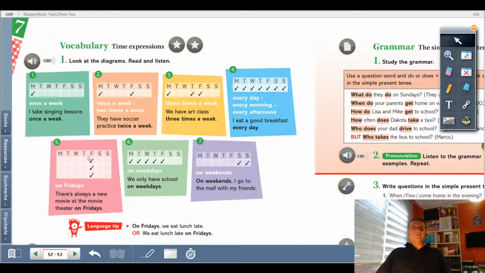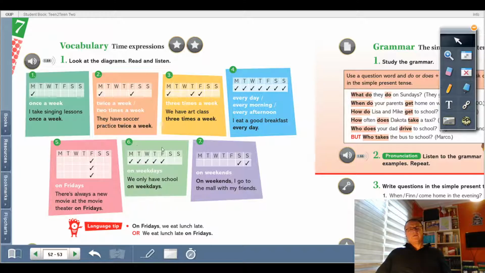So look at here. Monday, Tuesday, Wednesday, Thursday, Saturday, Sunday, I'm empty. Nothing. But on Friday, 1, 2, 3. So on Fridays, we say there is always a new movie at the movie theater on Fridays. Just Fridays. On Fridays. So for that day, we say on Fridays. These are different, but for the days, we say on Fridays.